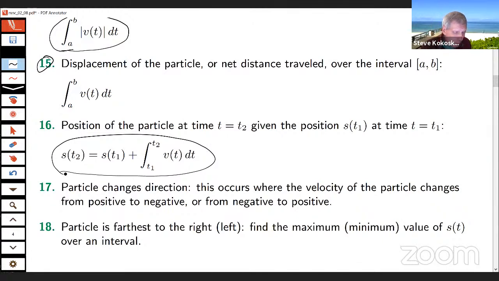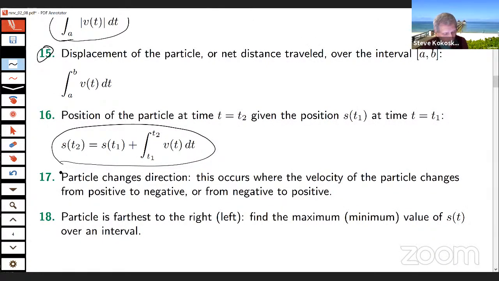17, when does the particle change direction? Well, this occurs when the velocity of the particle changes from positive to negative or vice versa, negative to positive. We're often asked questions about that. Find all the times t in an interval where the particle changes direction. And then in number 18, I think this is my last one, Curtis, can we find a place where the particle is farthest to the right or farthest to the left? Well, in my mind, this is an absolute maximum or minimum question. This is an extreme value question. And I generally solve these with a table of values method.